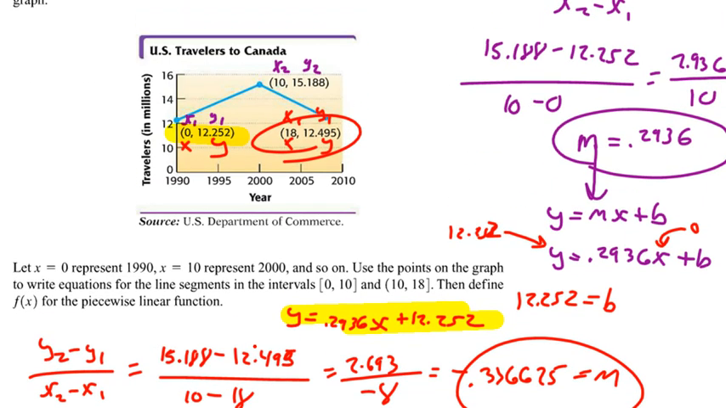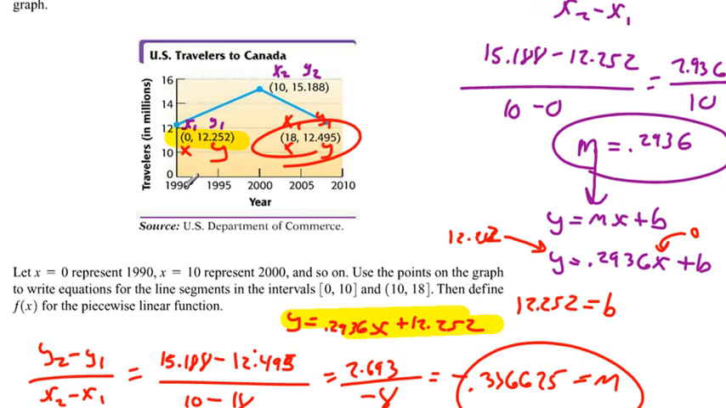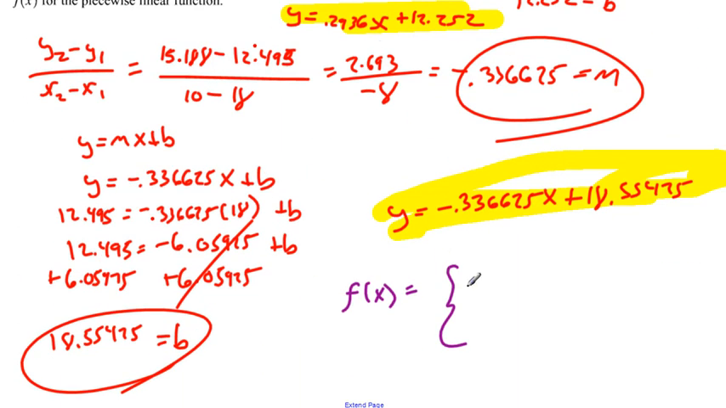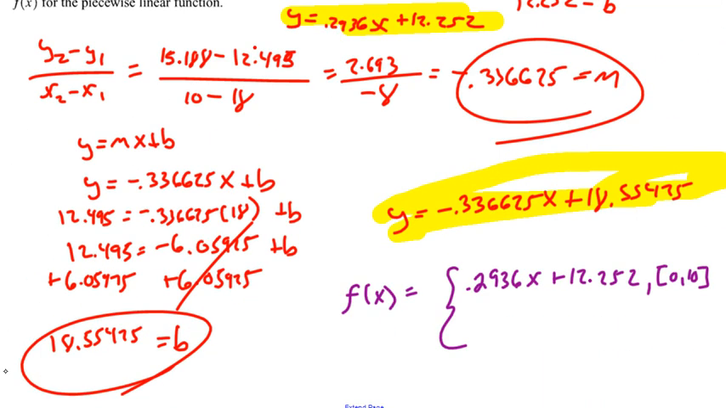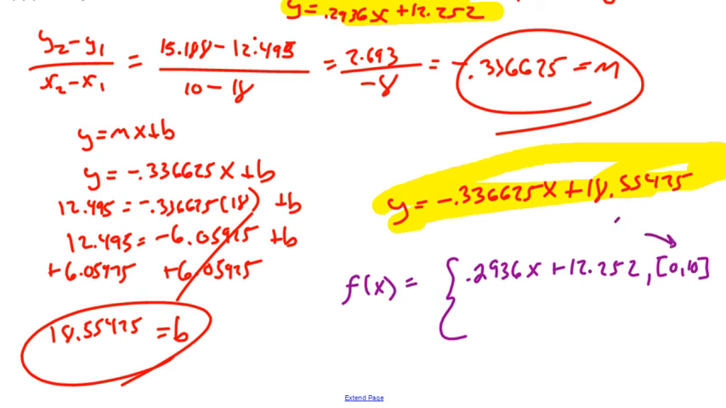Okay, so notice that we're only going to graph this line from 0 to 10. Let's write down the equation of this line, which is right here. So 2.936x plus 12.252, but only in the interval, watch this now, from 0 to 10. And you can represent it just as given, from 0 to 10. Another way you could have represented this is where x is in between 0 and 10. You could have used this kind of notation as well.